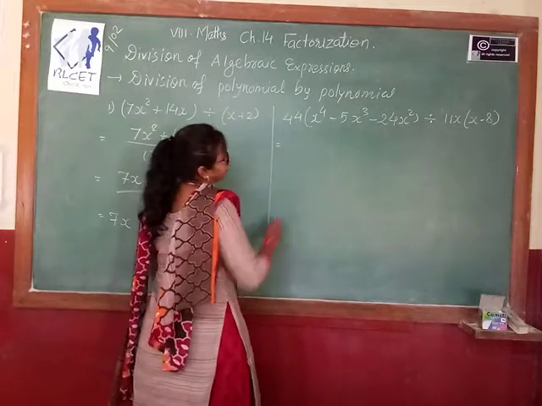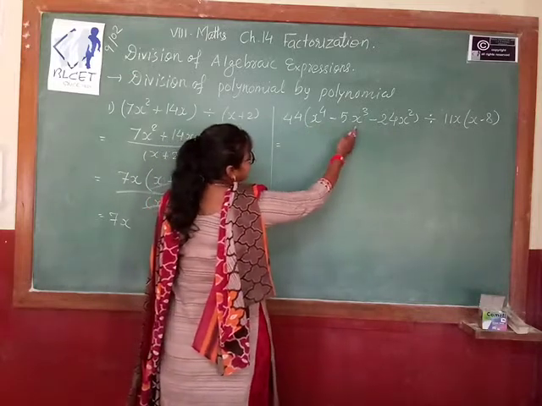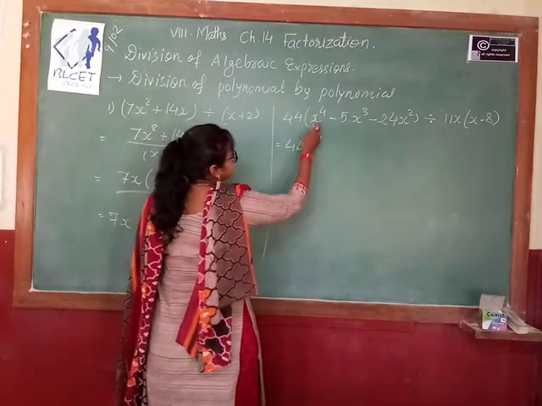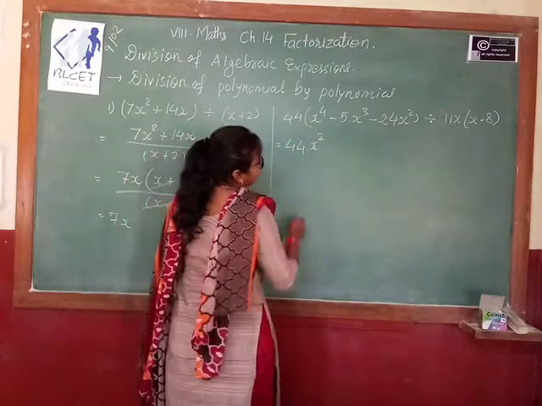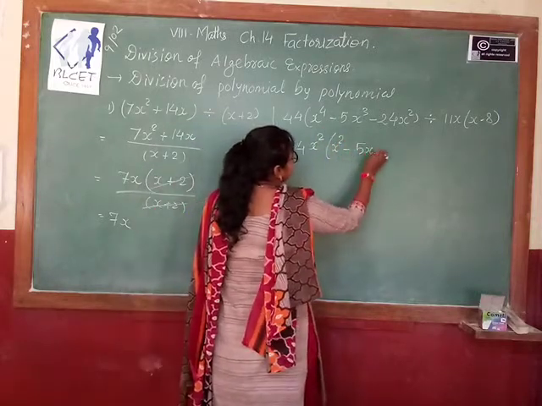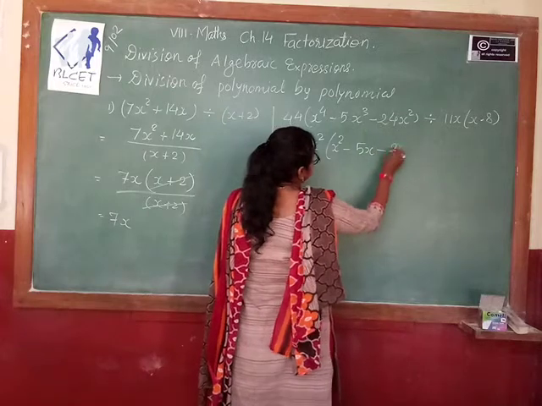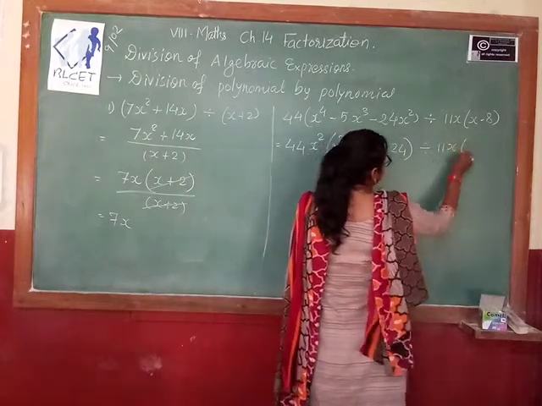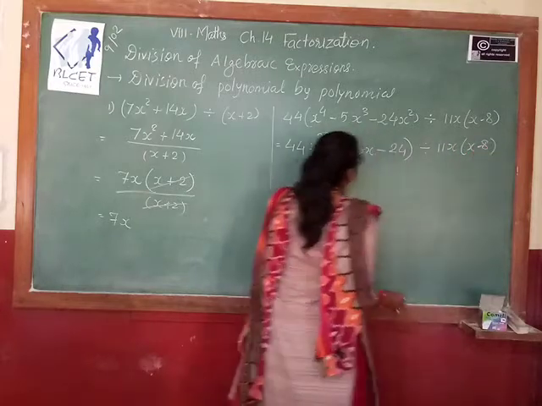So how will you find what is common? Let's see, 44x to the power 4, 5x cube, 24x square. What is common? 44... x square is common. So what is left? x square minus 5x minus 24. This is common, divided by 11x into x minus 8.